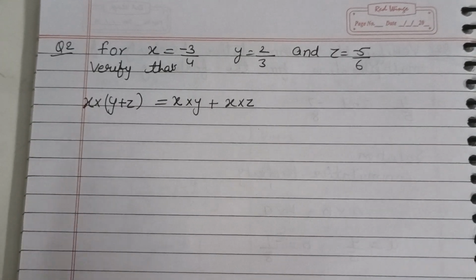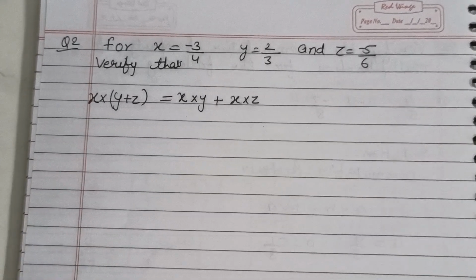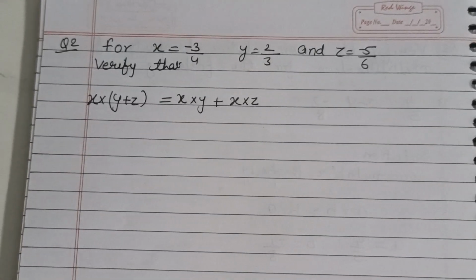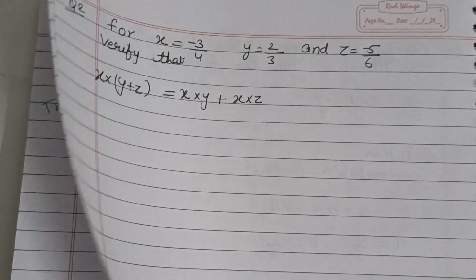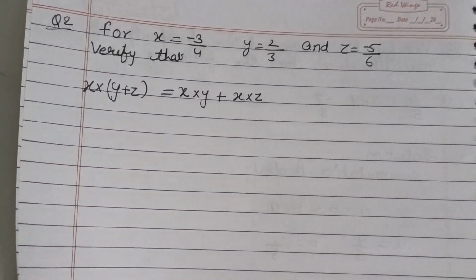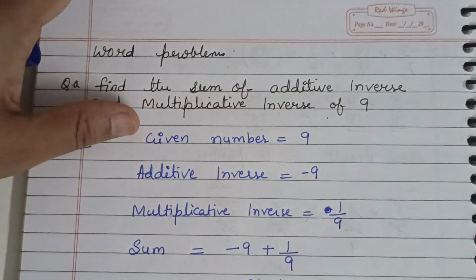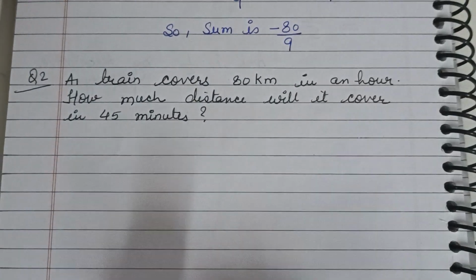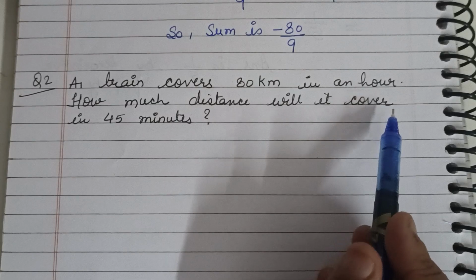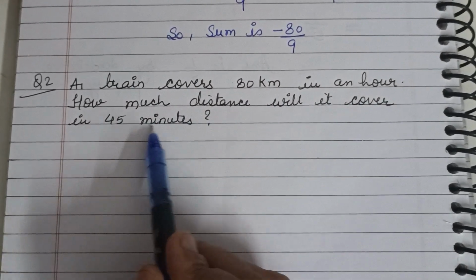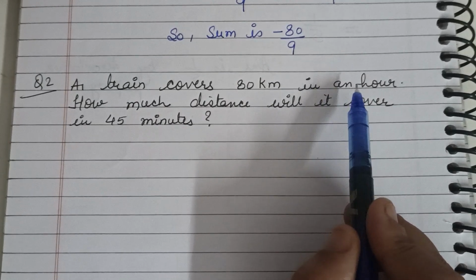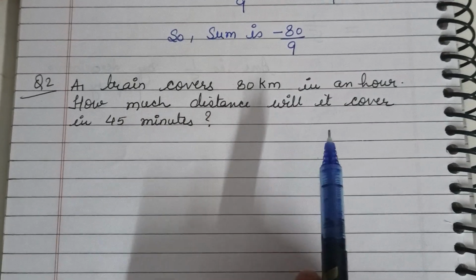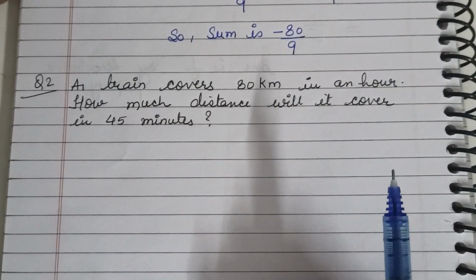Okay. So keep practicing, keep learning. One more word problem I want to tell you. Although it is very easy, I still want to tell you one word problem. This question you try yourself. Okay, this is the question. A train covers 80 kilometers in an hour. How much distance will it cover in 45 minutes? They have given the distance covered in an hour. Now they are asking how much distance it will cover in 45 minutes, which you have to find out.